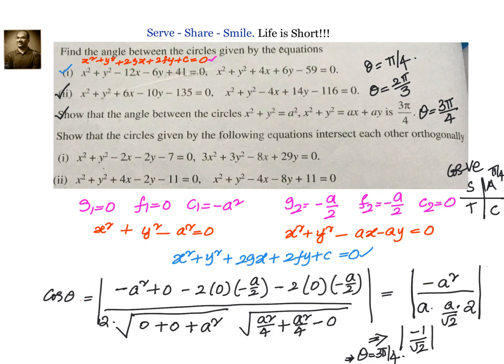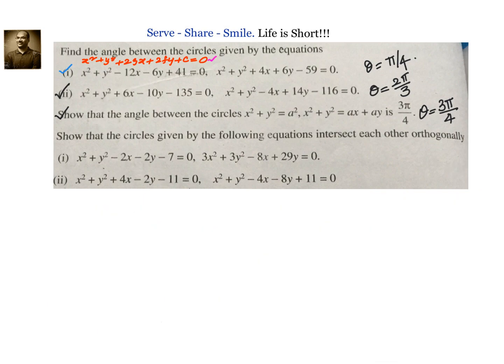Now let's go to the next bit. The circles given by the following equations intersect each other orthogonally. So let us again go back and write down what our g1 g2 are. What is the formula we have to apply? 2g1 g2 plus 2f1 f2 is equals to c1 plus c2. That is the formula we have to check, whether LHS is equals to RHS.